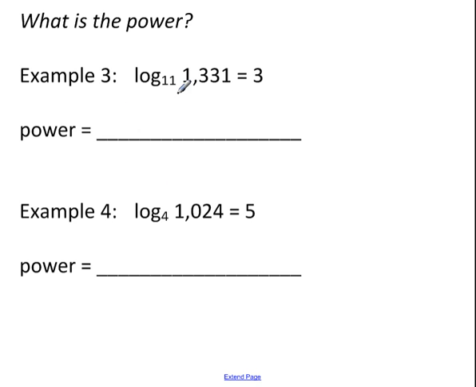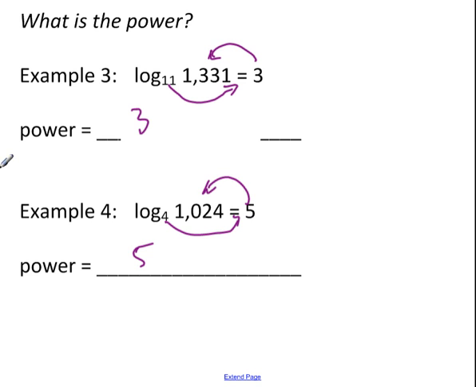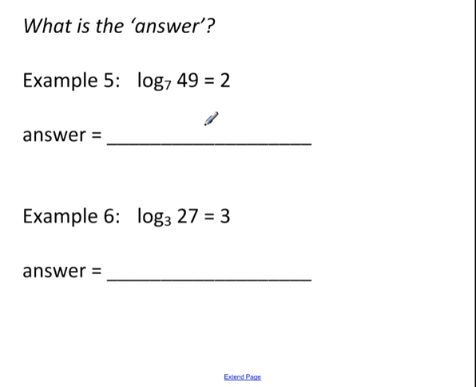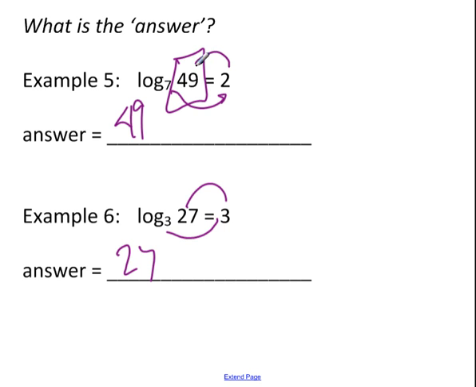So now our power. 11 to what power? 3 makes that big number. 4 to what power? 5 makes that number. And lastly, our answer numbers are always going to be these ones right here. So it's 49 and 27. 3 cubed makes 27. 7 squared makes 49.